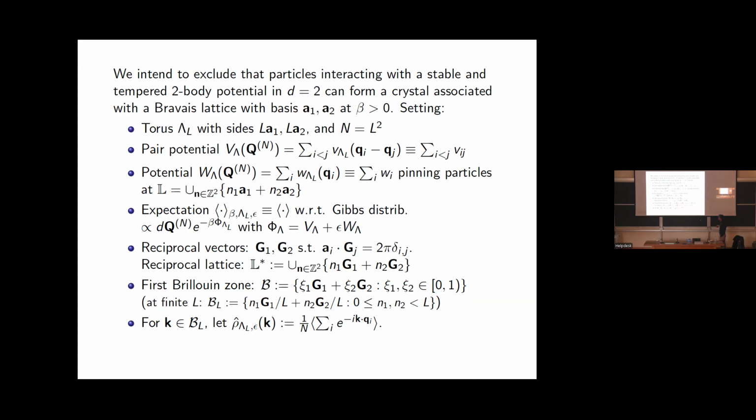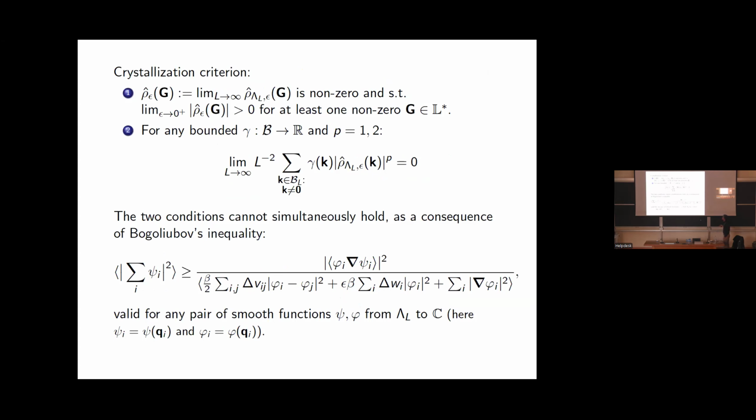So this is bounded by 1, if you like, uniformly in K. So Mermin's crystallization criterion is the following. One should have that the thermodynamic limit of this Fourier transform of the density operator, which I denote by rho hat epsilon in the presence of the symmetry breaking term over the epsilon, computed at G, where G is a non-zero vector of the reciprocal lattice, is non-zero for at least one non-zero vector of the reciprocal lattice.